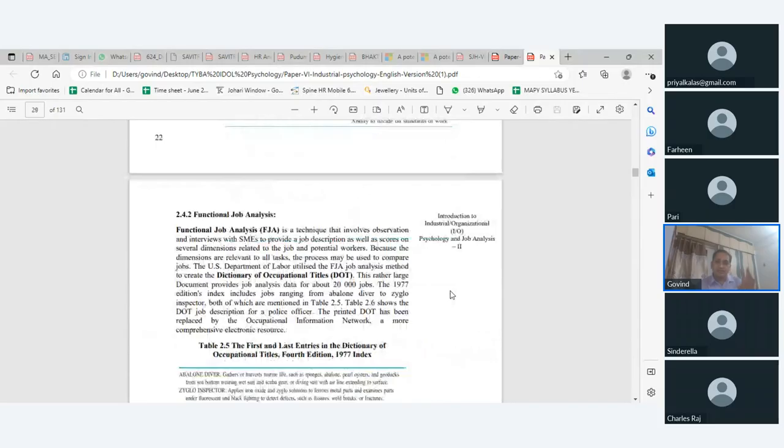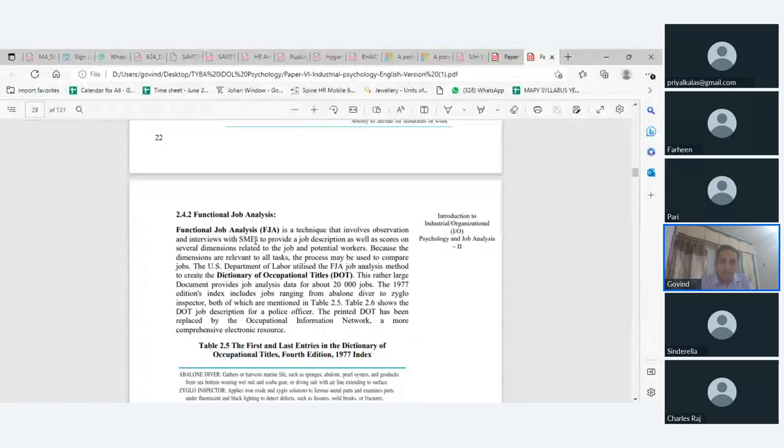See, when you read the word, even if you don't remember exactly during the exam, on the basis of that you should be able to write something. So the problem of this book is, functional job analysis is a technique that involves observation and interviews with SMEs. Now, somewhere they have given the meaning of SMEs. If you are a very fresh student, not working anywhere, you may understand this as SME, subject matter expert.